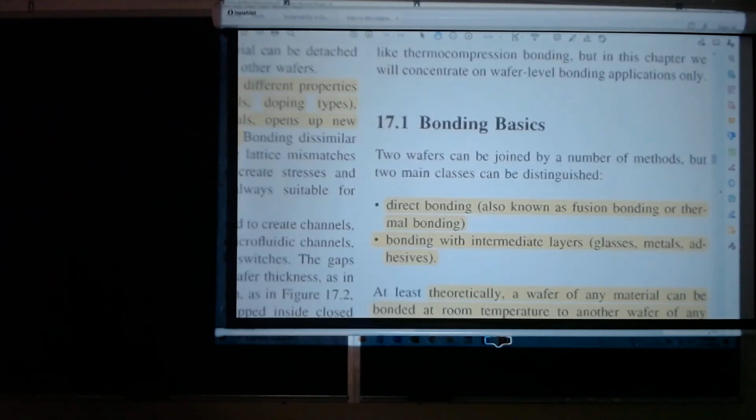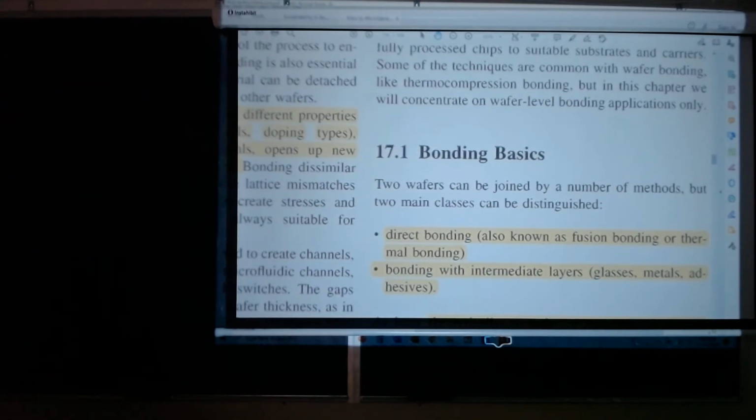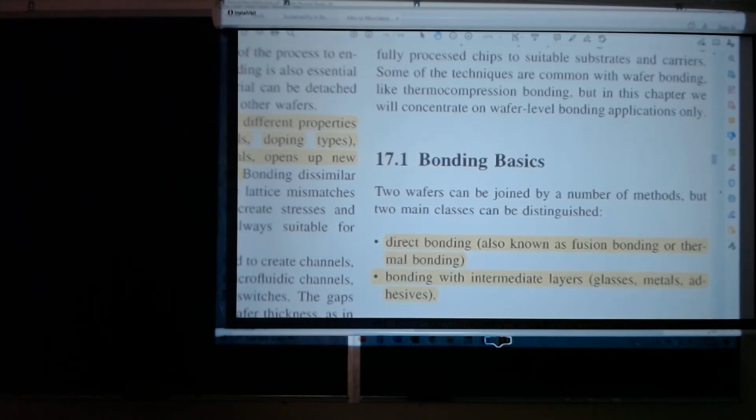There are roughly two types of bonding. The first one is direct bonding. Direct bonding is where there's nothing between the wafers, so to speak. You're taking one wafer and placing it in direct contact with another wafer, and you're doing something to cause them to bond together.